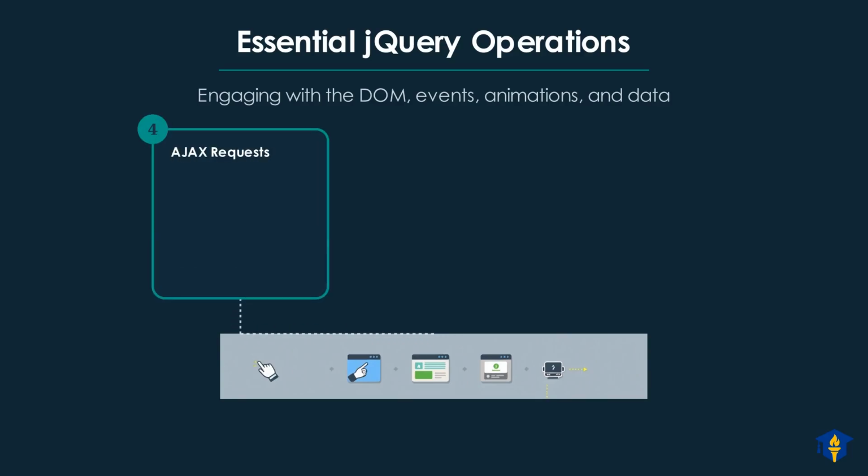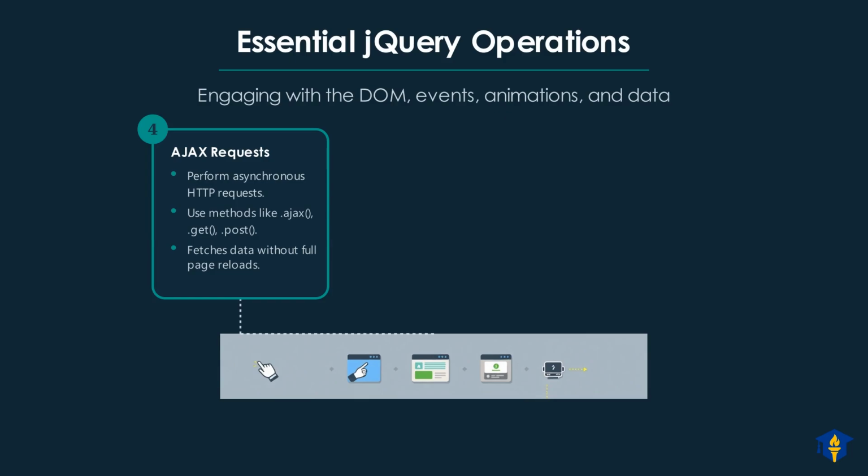Finally, let us explore how jQuery simplifies asynchronous JavaScript and XML requests for dynamic content loading. jQuery enables you to perform asynchronous HTTP requests, fetching data from servers without reloading the entire page. It offers convenient methods like AJAX, GET, and POST, simplifying the process of making various AJAX calls.